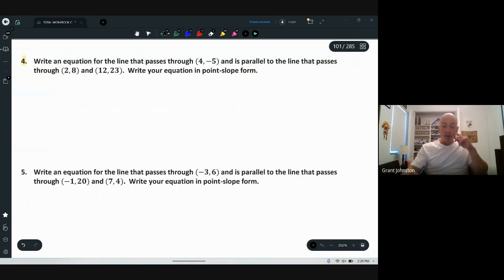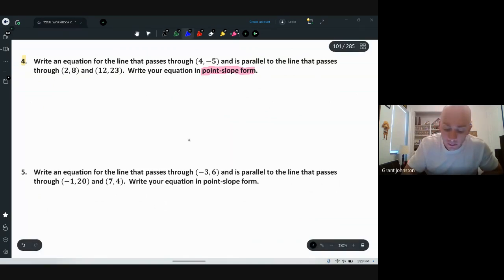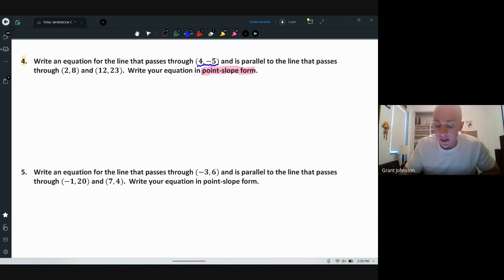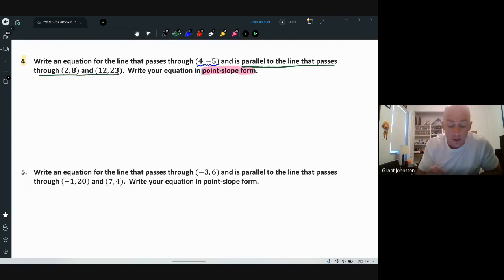Number 4 says, write an equation for the line that passes through 4, negative 5 and is parallel to the line that passes through 2, 8, and 12, 23. Write your equation in point-slope form. Now, this is where this one gets a little harder because it says it goes through this point, 4, negative 5, but it's parallel to the line that passes through these points.